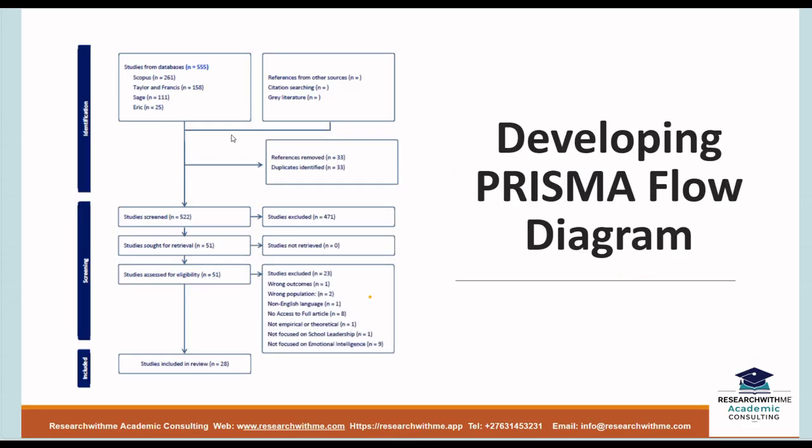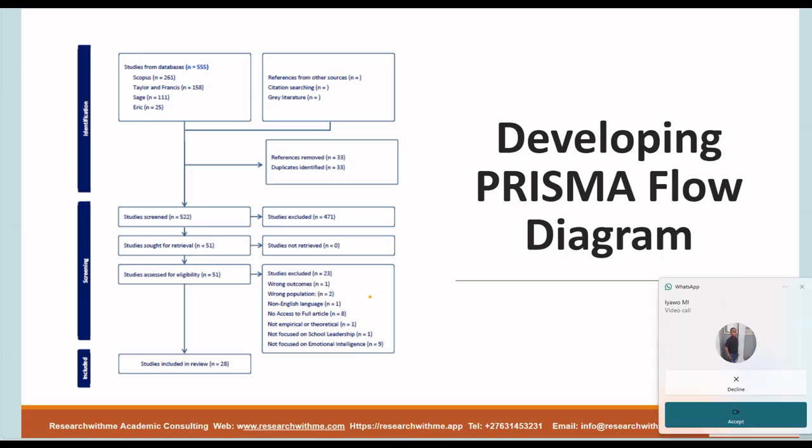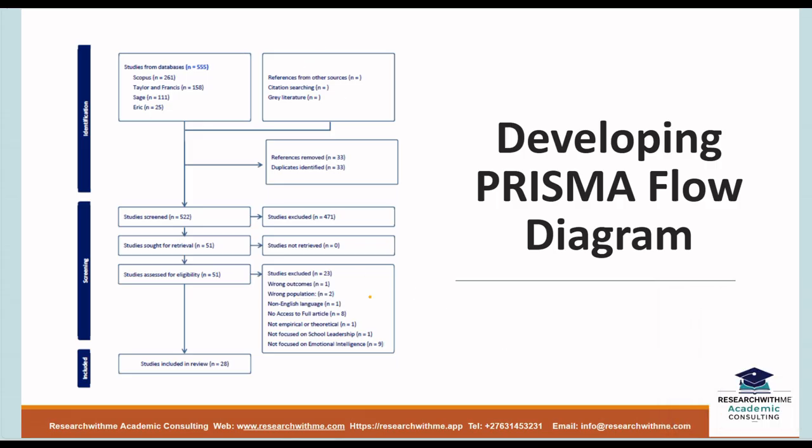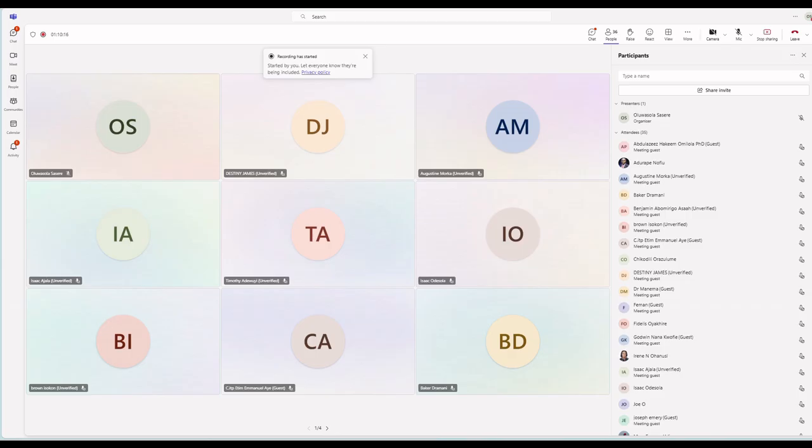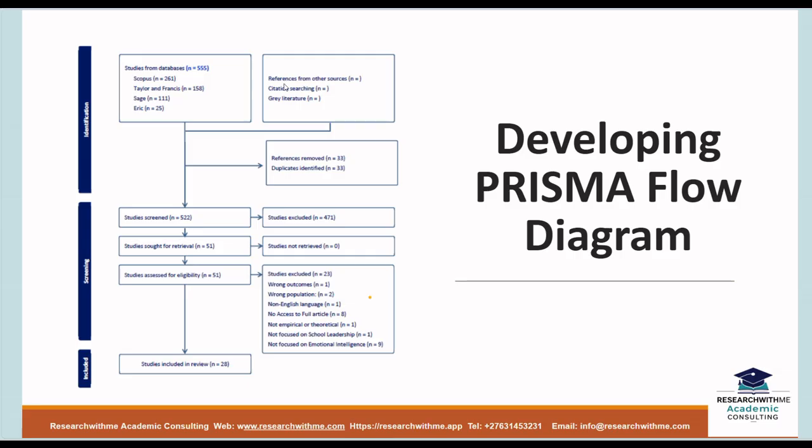The next one is, after you have done this, remember, you don't just come up and develop a flow diagram, the PRISMA flow diagram. It must be that, excuse me please, I beg your pardon, just a moment please. Sorry for that.